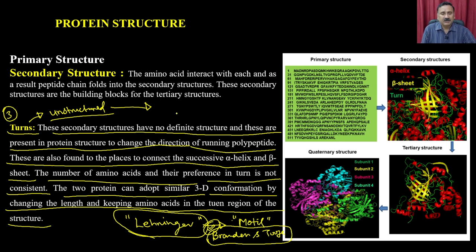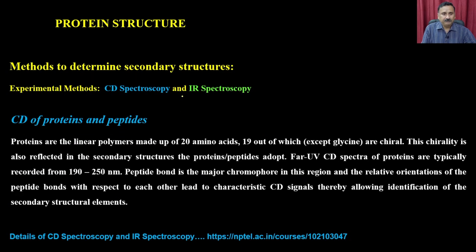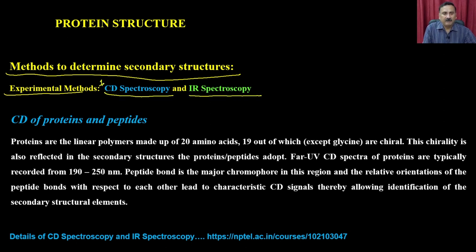Now the question comes, once you have the secondary structures, how can you determine the secondary structure in enzyme structures? So, methods to determine the secondary structures. Among experimental methods, you have two very classical ones: CD spectroscopy and IR spectroscopy. Let us start with CD spectroscopy of proteins and peptides.